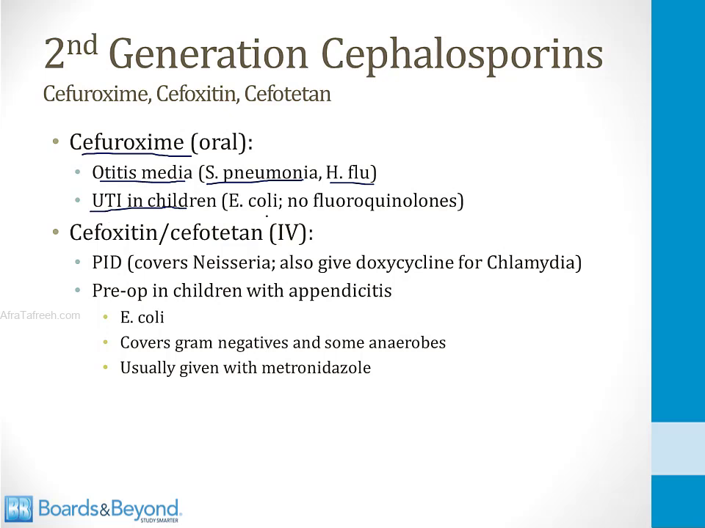In urinary tract infections, you want to cover E. coli, but in children, fluoroquinolones cannot be used. Cefoxitin and cefotetan are IV drugs. They are sometimes used in pelvic inflammatory disease because they cover Neisseria. They're usually given together with doxycycline to cover chlamydia.